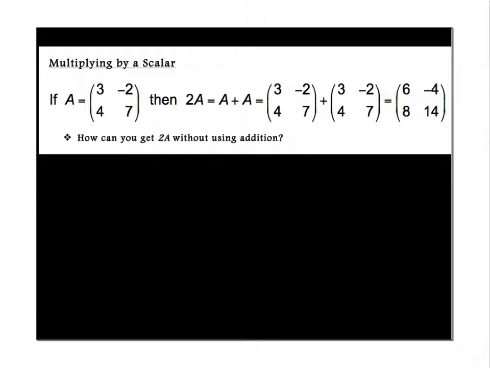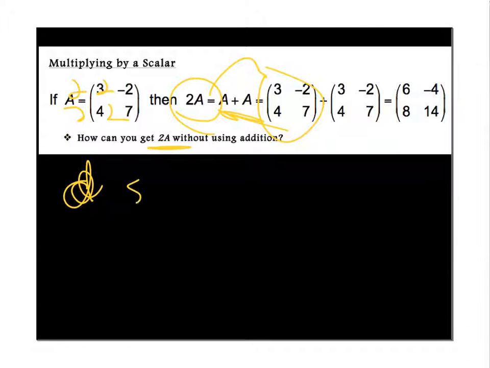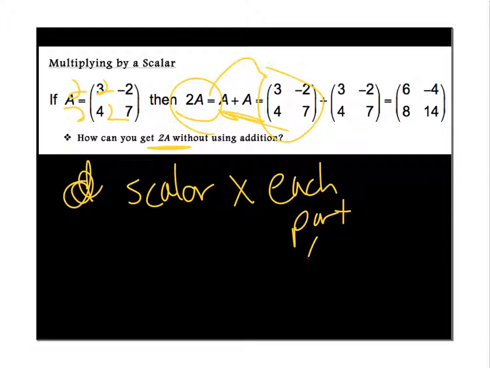So multiplying by a scalar, what happens? Well, all you do is basically double whatever's in there. It's like saying A plus A. So without using addition, basically you're going to take 2 times everything. So you just multiply the scalar times each part, or each number.